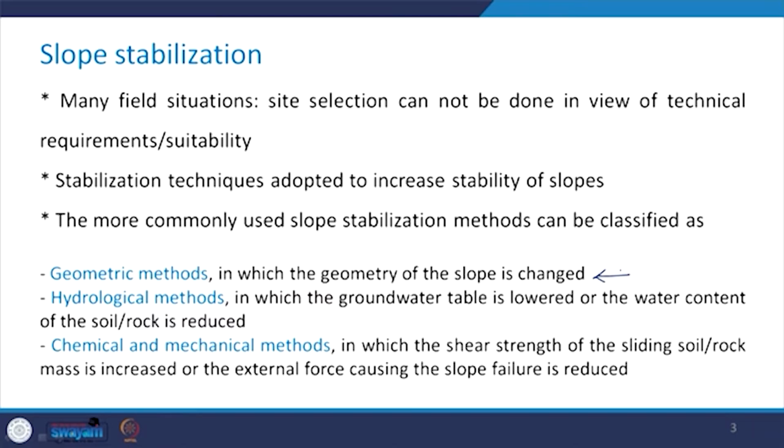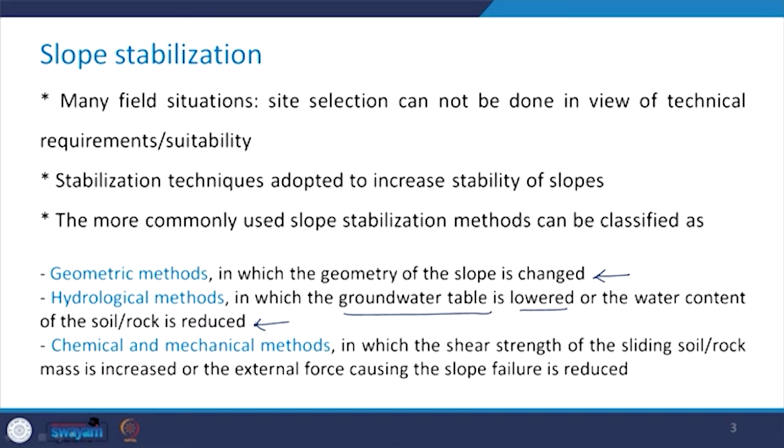The second category belongs to the hydrological methods, in which the groundwater table is lowered or the water content of the soil or the rock is reduced. You know that the presence of water reduces the strength of the material. So, in case this can be altered, then it may fall under one of the categories of slope stabilization techniques.